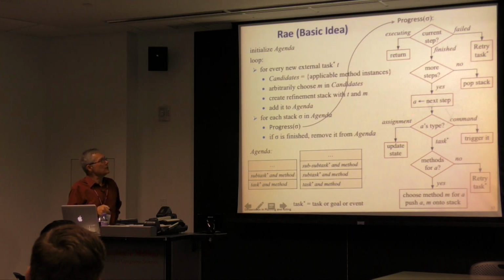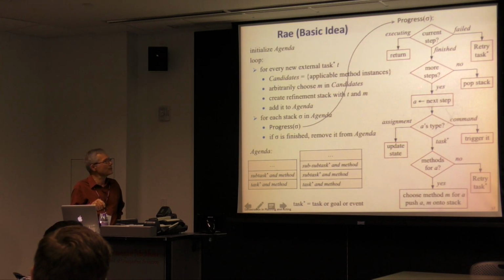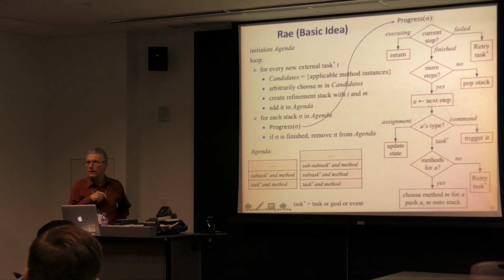Otherwise, if it is finished, then you look to see, in the body of the method that you're currently executing, are there any more steps? Well, if no, then you're done with that particular method and you pop it off of the stack. Otherwise, you get the next step, look to see whether it is a command, in which case you send it to the execution platform; an assignment statement, in which case you update your current state information; or a task, a goal, or method, in which case you look at the available method instances, and you do the same thing with putting them on the stack that I talked about up here.